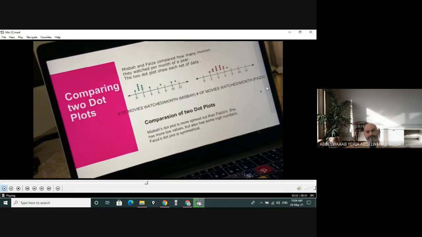Comparing two dot plots. Misbah and Faizes compared how many movies they watched per month of a year. The two dot plots show each set of data.